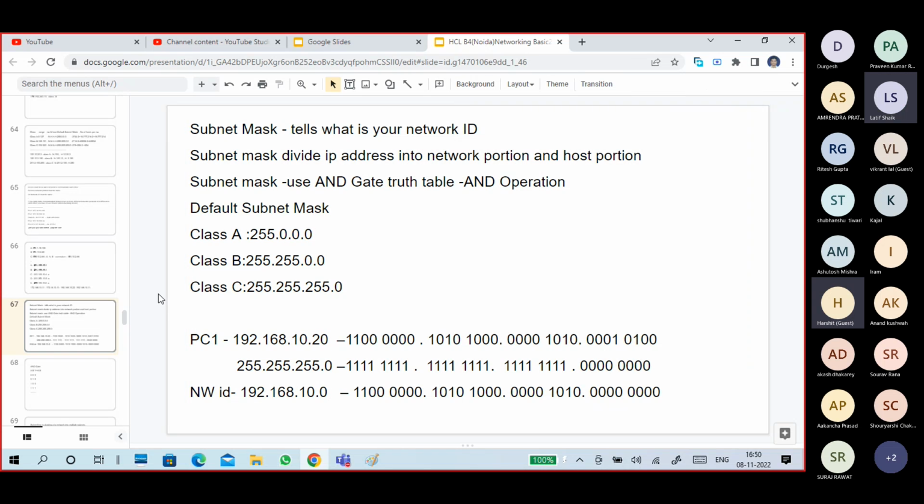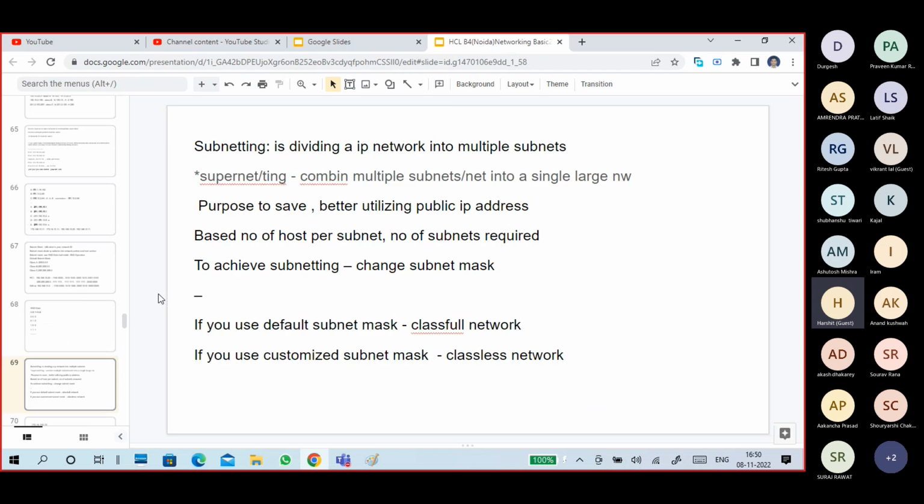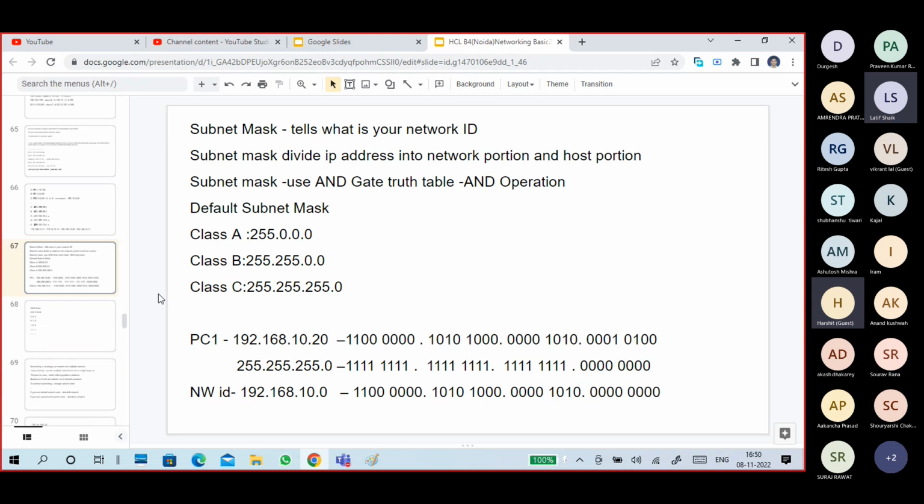Again, if both devices have the same network ID, they will communicate with each other, since it's the same LAN only. Guys, understand what a subnet mask is. These ranges you also have to remember.